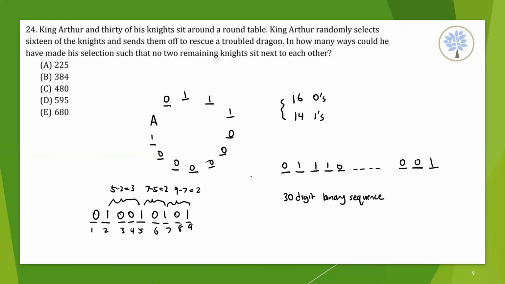And one interesting thing about these distances is that all of these distances are going to be at least 2. Because if two ones were a difference of 1 apart, then the difference between their indices is also going to be 1, which means that they're going to be adjacent to each other. And we don't want these two ones to be adjacent to each other. So in fact, all of these distances are going to be at least 2.